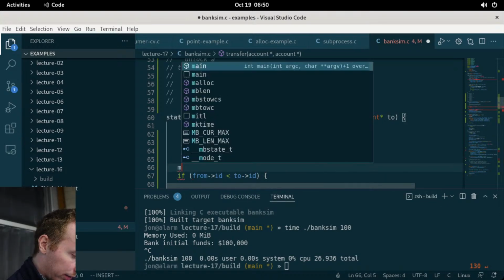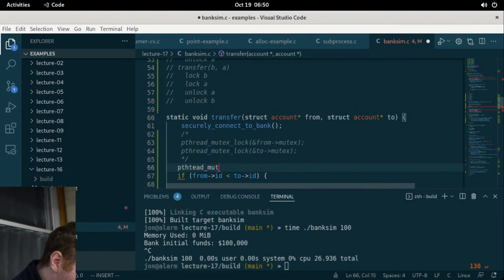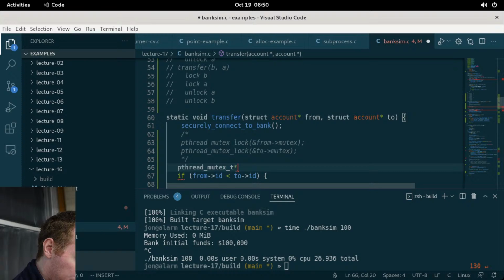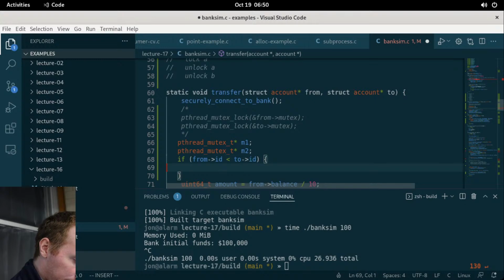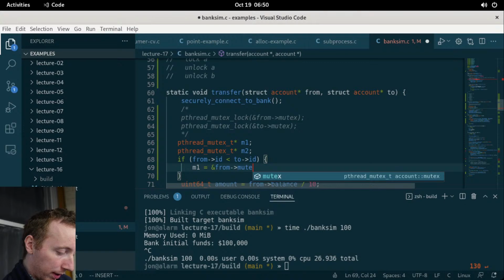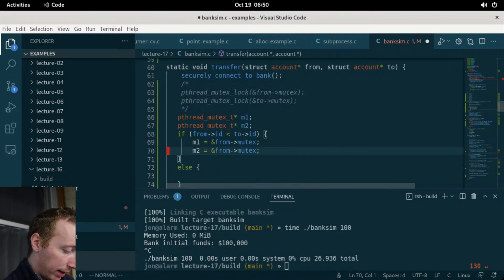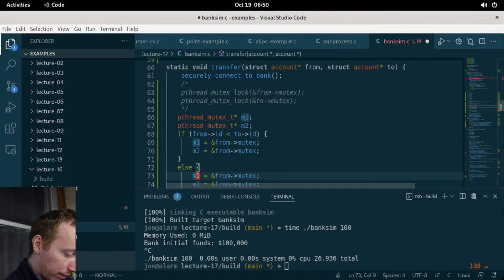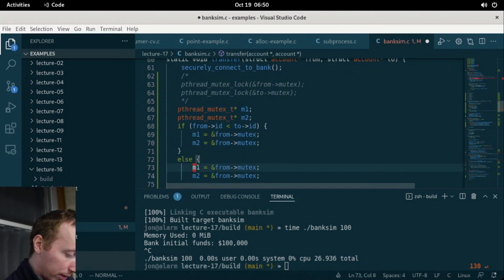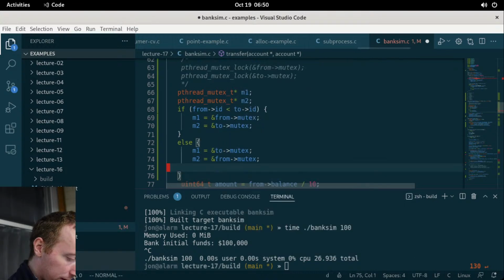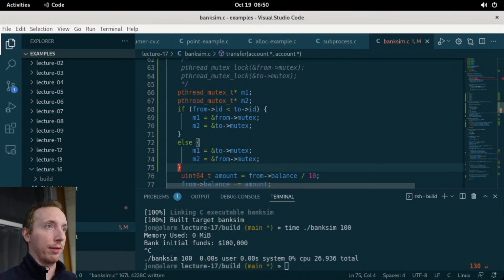Well then I can create some variables, pthread mutex pointer, call it M1, have very clever names. So M1 would be equal to from mutex. So I'll always get the lowest ID first. And then if this is not the case, then I will just swap the order. So now I'm always getting the lowest lock first.